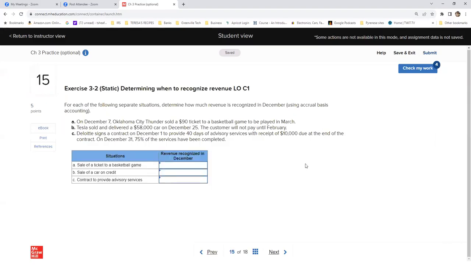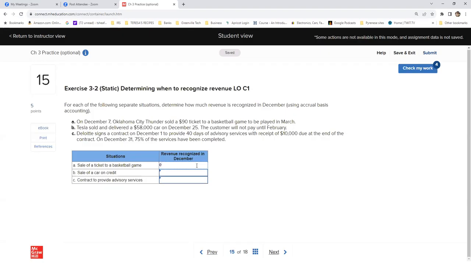All right, number 15. On December 7th, Oklahoma City Thunder sold a $90 ticket to a basketball game to be played in March. So A, sale of a ticket to a basketball game, revenue to be recognized in November. This is not a drop down. So I guess we're going to have to put in numbers here. And so that's going to be 0. Because they haven't played the game yet. They're going to play it in March. We recognize the revenue when the service is actually provided.